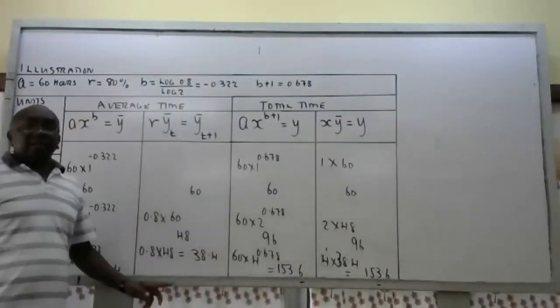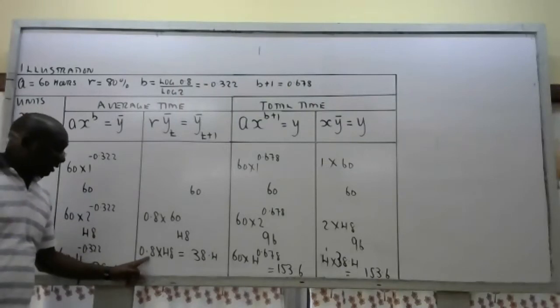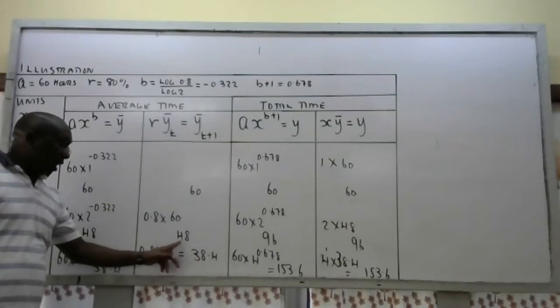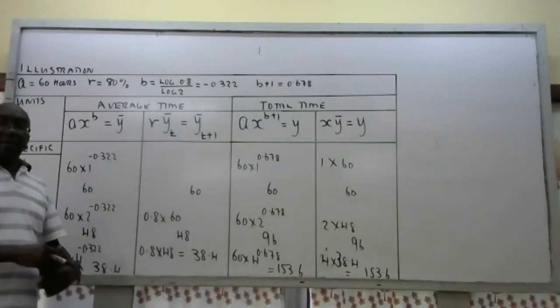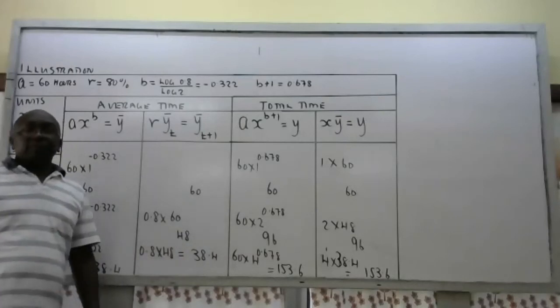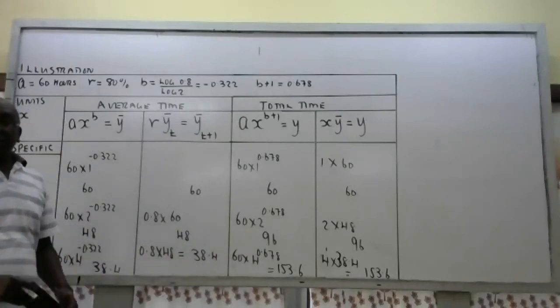Nancy, the formula says R, 0.8, times the preceding. Hii 48, hii ndio ilikuwa hapa. Preceding ni ile imetangulia. So hii 60 inatumika hapa, hii 48 inatumika hapa. Hope you are able to see that.